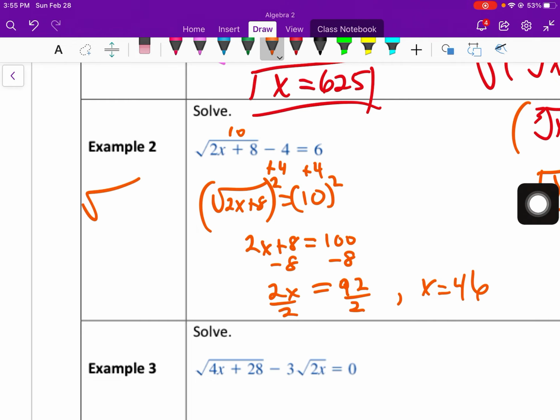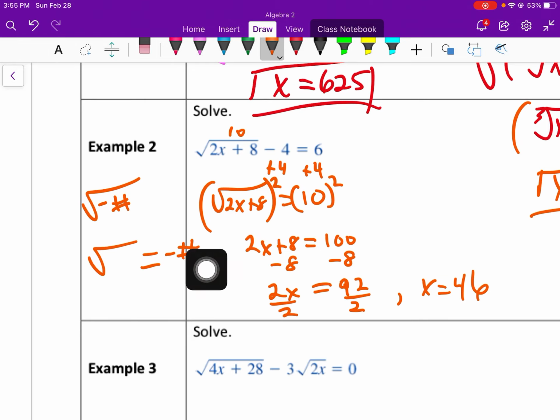If it's an even root and we have a negative number under it, it will be an extraneous solution. If we have an even root set equal to a negative number, that will also be an extraneous solution. So write that down and keep note of that for when you're checking.